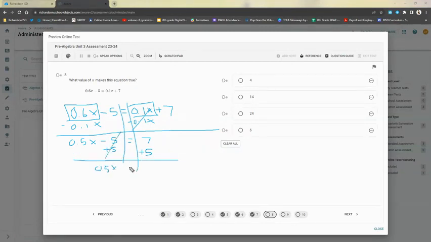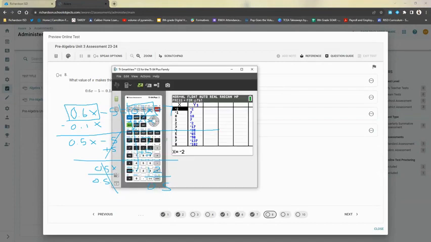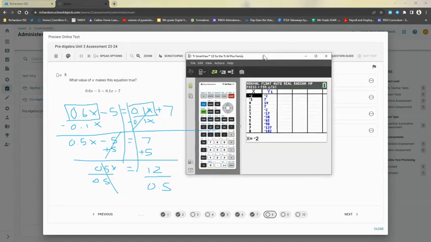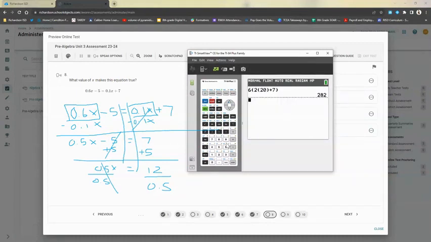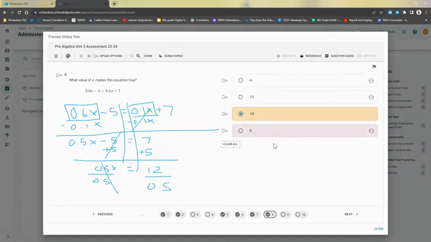They did not divide by 0.5. So if you would have put this in your calculator, this probably would have given you the right answer. A lot of people answered 6, and that's wrong. So you had to do 12 divided by 0.5, and you would have got the answer, which was 24.